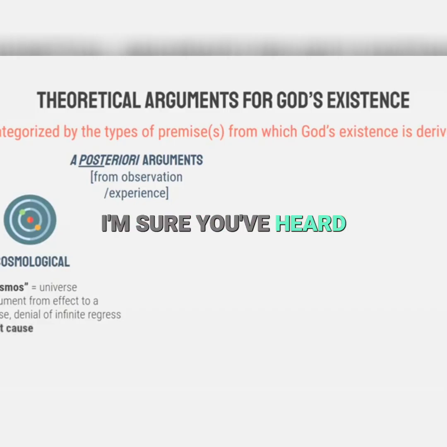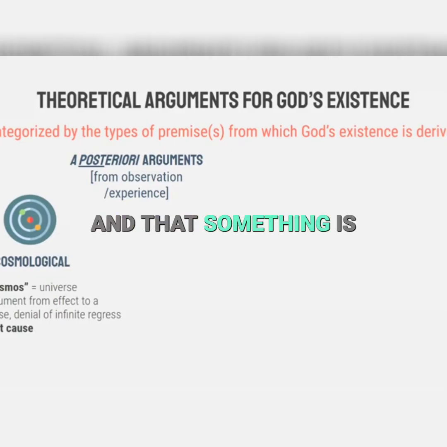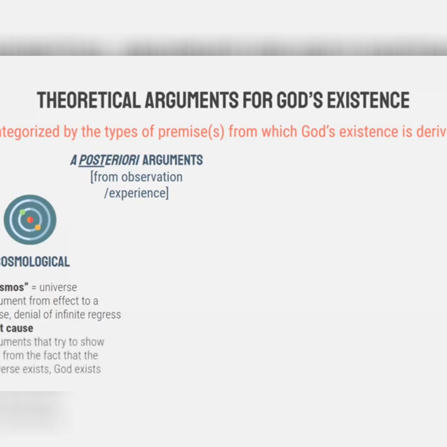I'm sure you've heard of a version of the cosmological argument that since the universe began, something had to cause it, and that something is God. At its most basic level, that is the cosmological argument. These arguments try to show that from the fact that the universe exists, something must cause it, and God is that cause. So God exists.